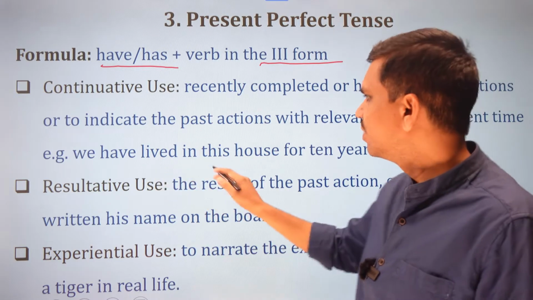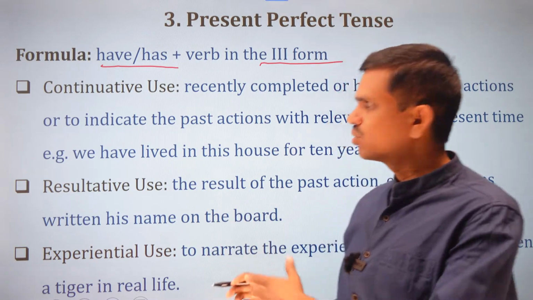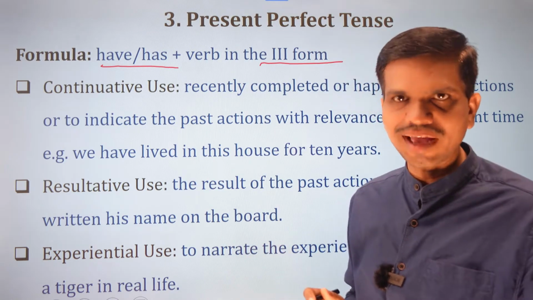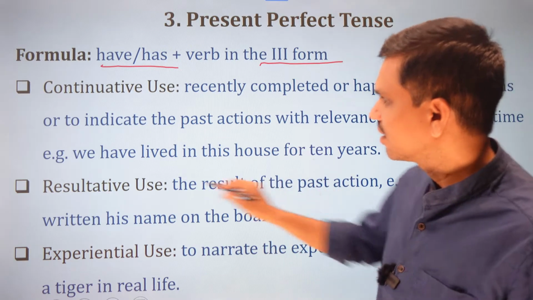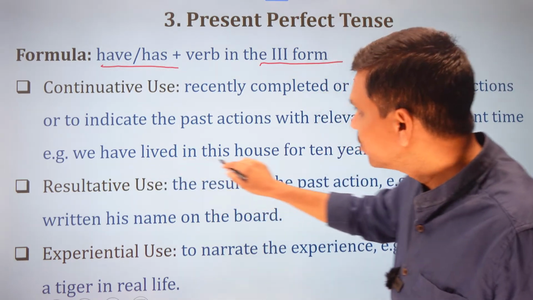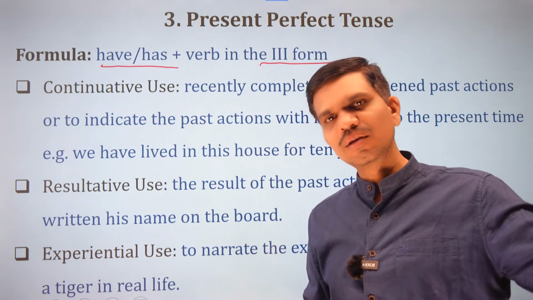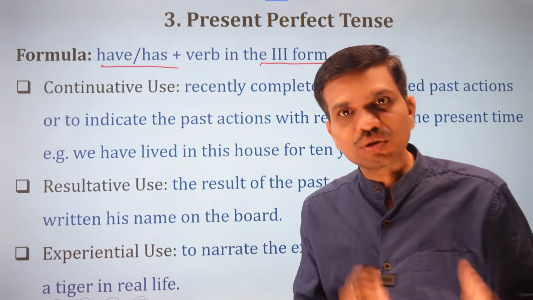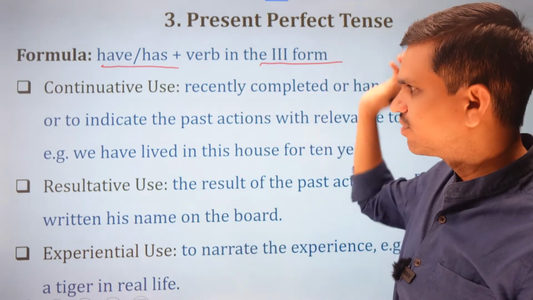For example, we have lived in this house for 10 years. Now it's very simple. You want to show a continued action or continuity in your action. You are living here still, and hence we say that we have lived in this house for 10 years. So 10 years back we came here and we are living in this house, but the process of living still continues, and hence we use present perfect tense.